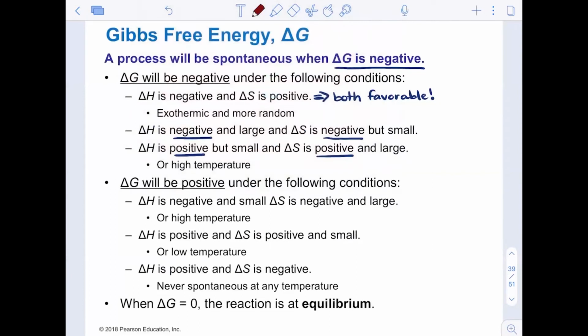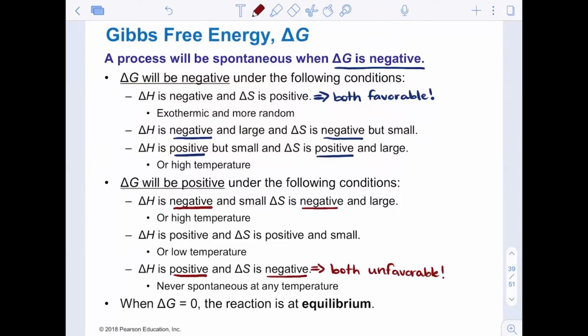Delta G will be positive under the following conditions. Obviously, if delta H is positive and delta S is negative, both of these are unfavorable. That means that the reaction will never be spontaneous. Never. You can never have an endothermic and a more ordered reaction, okay?